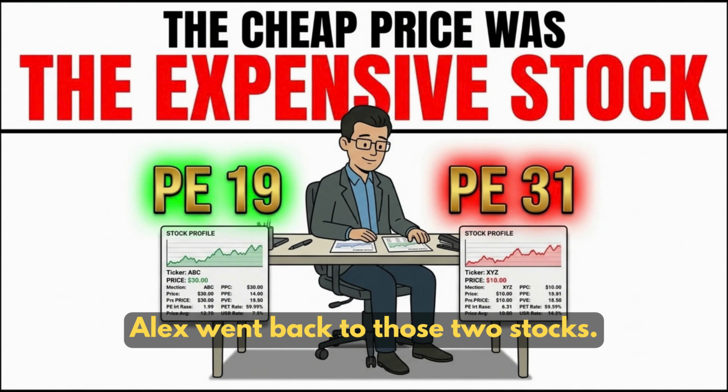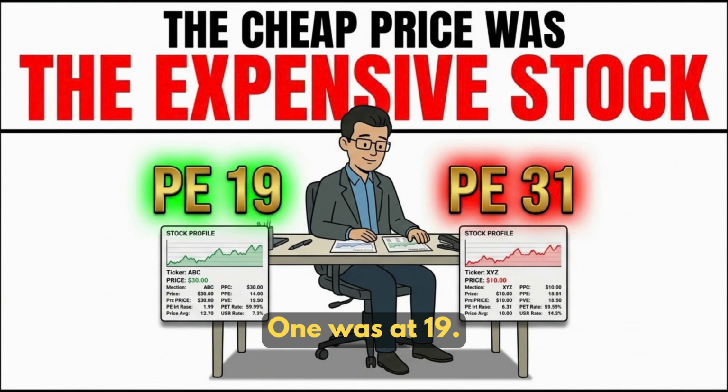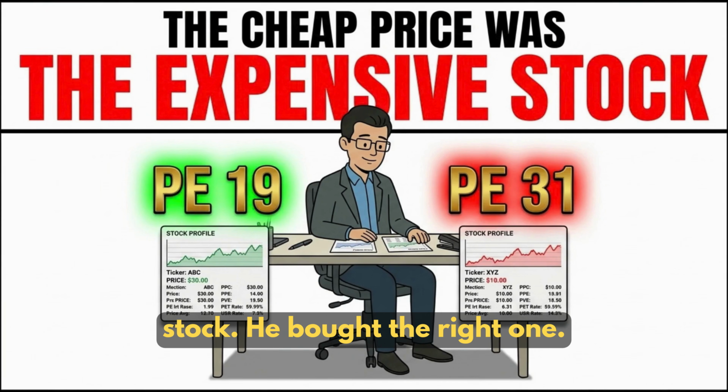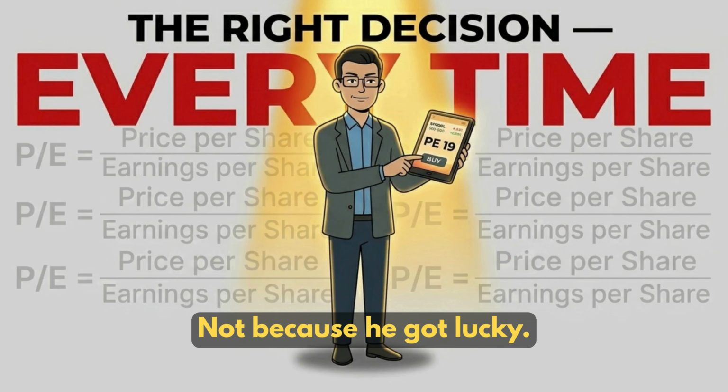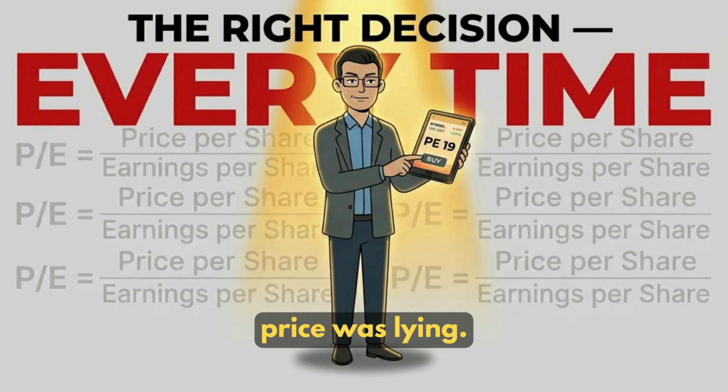Alex went back to those 2 stocks. He pulled up the PE ratios in 30 seconds. One was at 19, the other was at 31. The cheaper share price was actually the expensive stock. He bought the right one, not because he got lucky, but because he used a number that told the truth when the share price was lying.